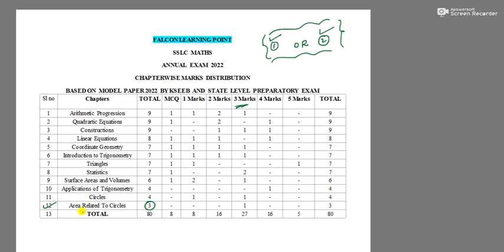Okay, so we'll solve this one by one. We'll take different types of questions that have been asked in previous exams, and also in the model paper, and some of the questions from the textbook which are very important.